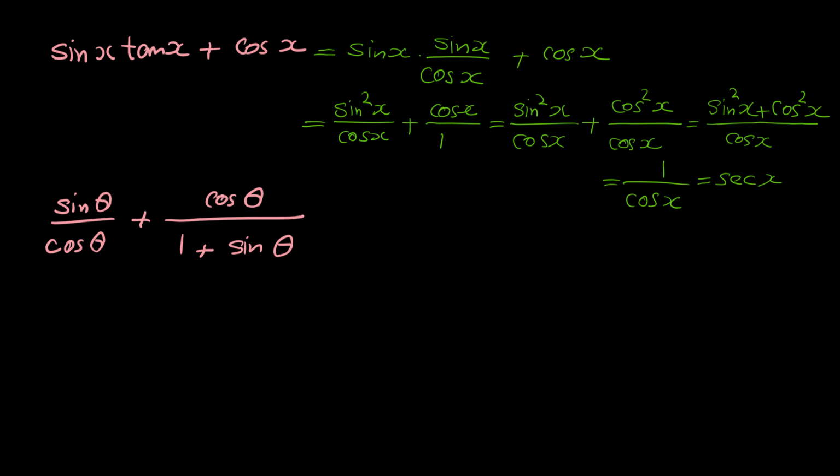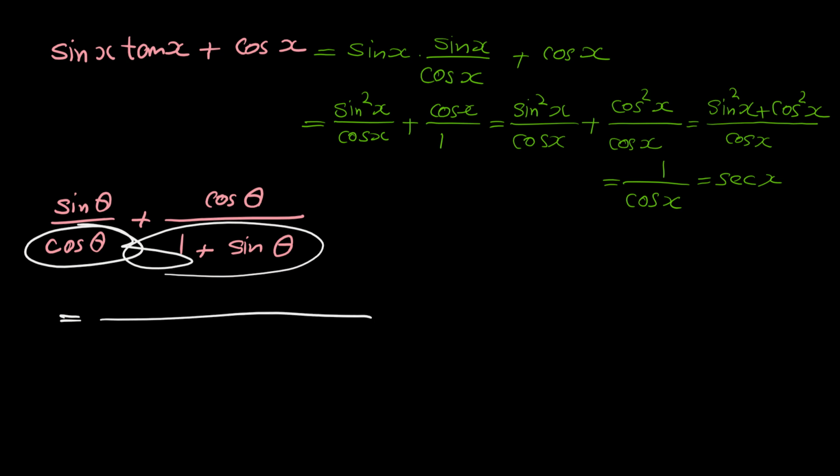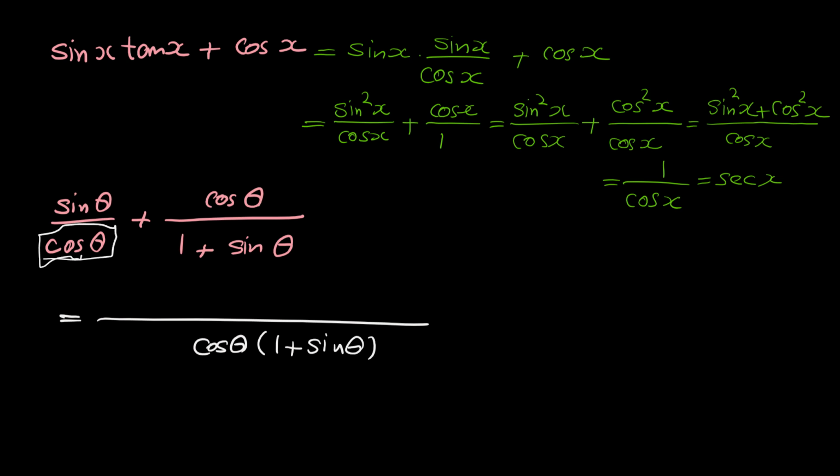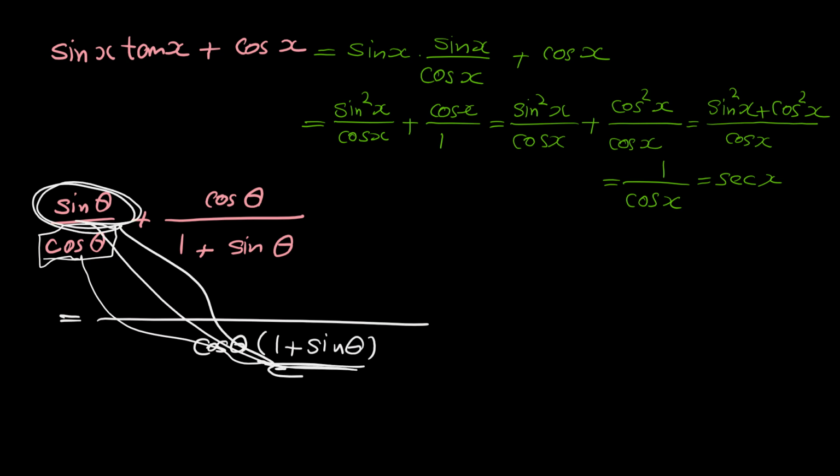So here we think about doing a common denominator. What is the common denominator between these two expressions? Of course, we have to multiply them by each other. So the common denominator is basically cosine theta times 1 plus sine theta. Basically, we multiply the denominator of the first with 1 plus sine, so we have to multiply its numerator by this also.